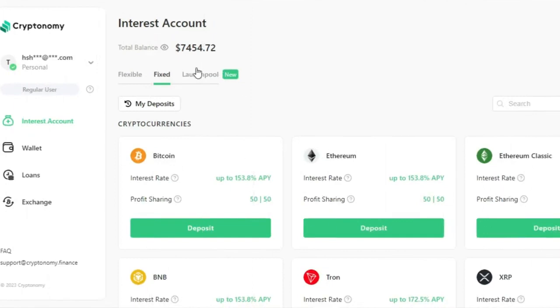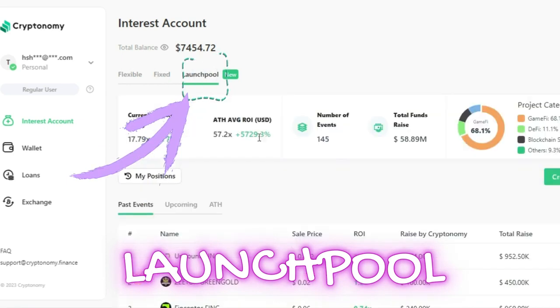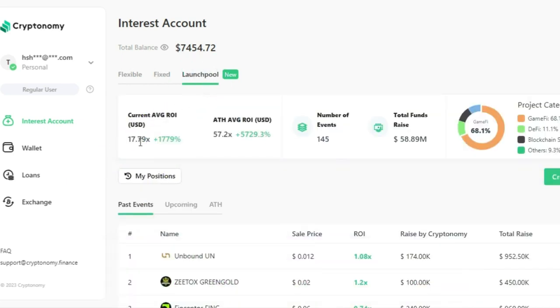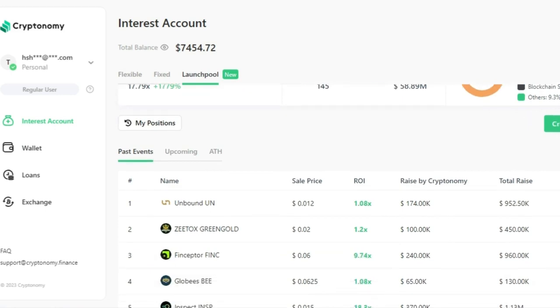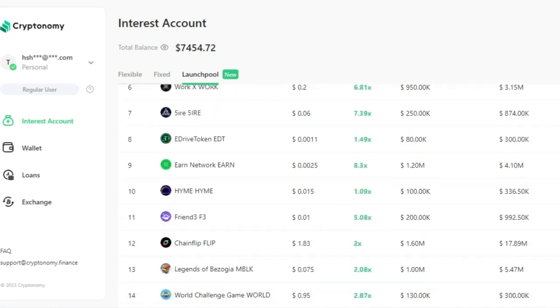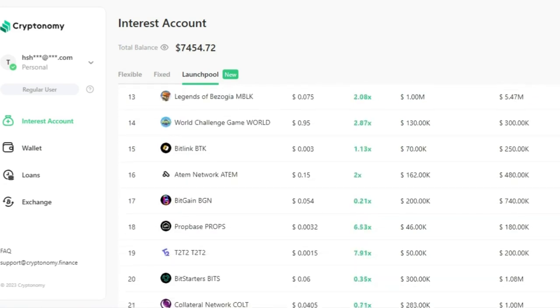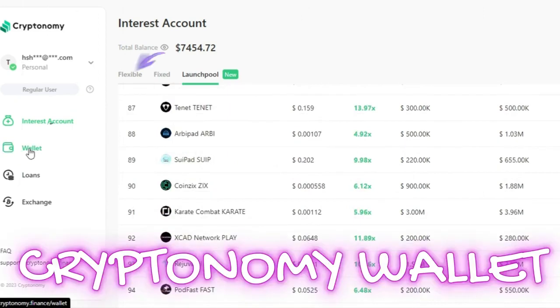Next up, let's talk about the Cryptonomy's main product, the launch pool. You can check it out at cryptonomy.finance and interest account. The launch pool is a big part of the Cryptonomy's offerings and something I'm really excited to explore further in my future videos. While we won't dive deep into it today, I promise to give you a thorough explanation down the road. But before we call it a wrap, let's take a peek at my Cryptonomy wallet.